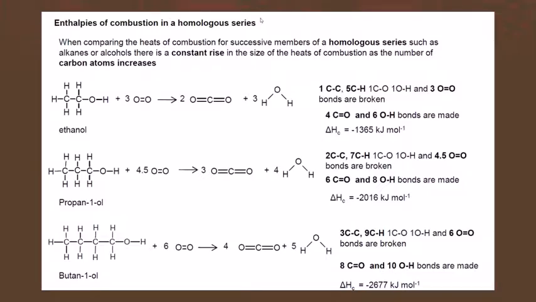Then enthalpy change of combustion in a homologous series. A homologous series has the following characteristics: each member differs by CH2, similar chemical properties, physical properties gradually change, same method of preparation, same functional group.